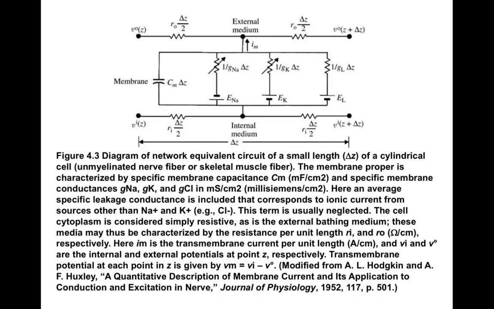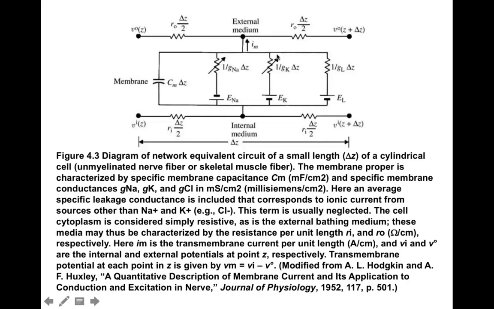Typically you have signals that can travel along this in much the same way. If you've had an electromagnetic fields course, you might recognize that this looks quite a bit like a transmission line. The only difference being that you have these sources here representing the potentials across the cell wall. So the transmembrane potential is basically given by the potential difference between the interior and exterior voltage across the membrane.